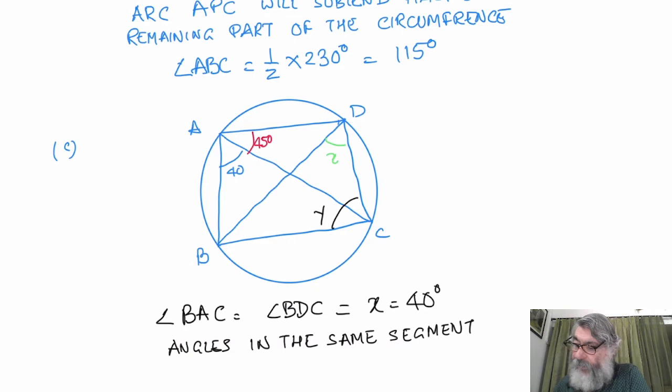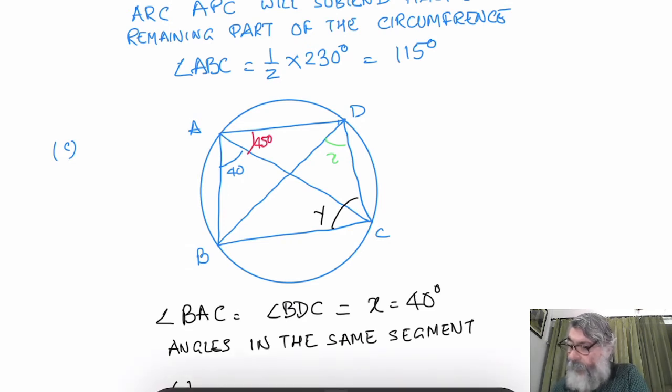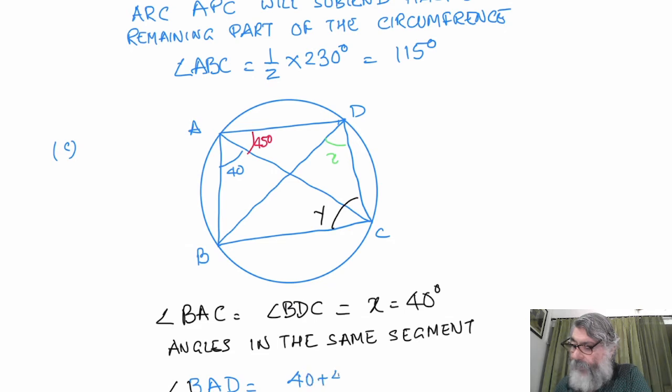I would say that angle B, sorry, angle BAD is equal to how much? 40 plus 45, that is 85 degree.